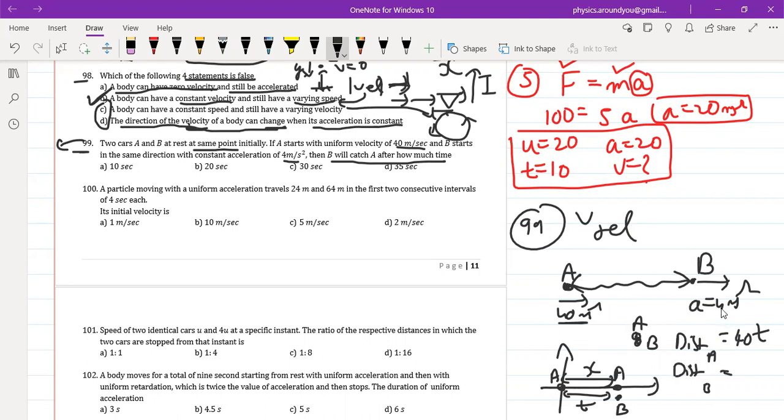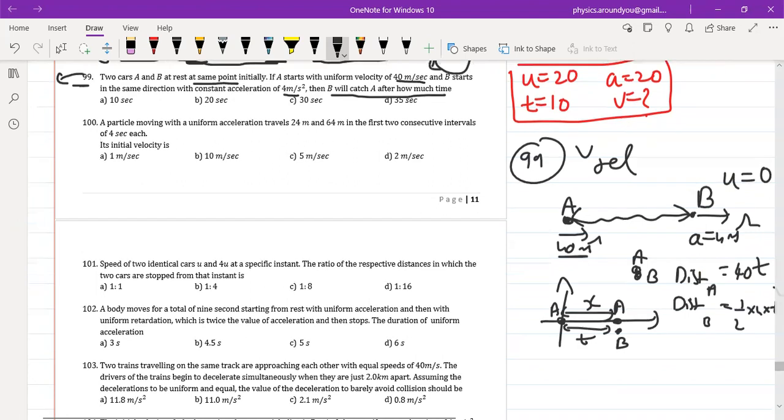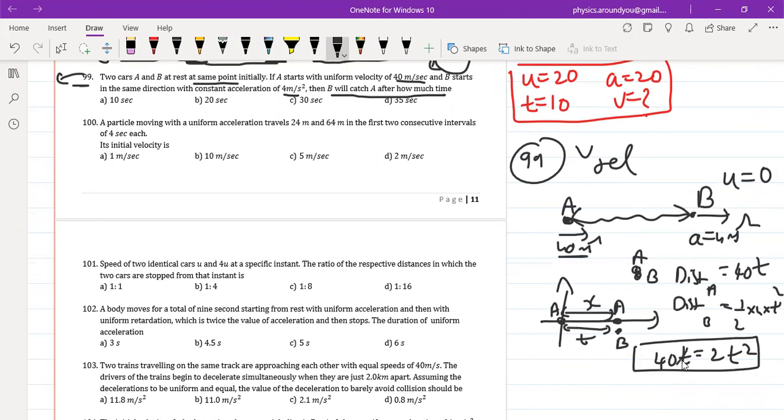What is the distance traveled by B in the same time? The initial speed u of B is 0 because it was at rest initially. S equal to ut plus half at square, which is half into 4 into t square. So the distance covered by B is half into 4 into t square, whereas the distance of A is 40t. I equate both. So 40t should be equal to 2t square. I solve this equation. T is common, so t should be 20 seconds.